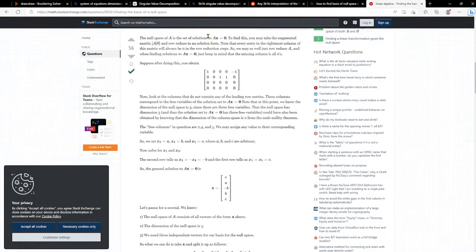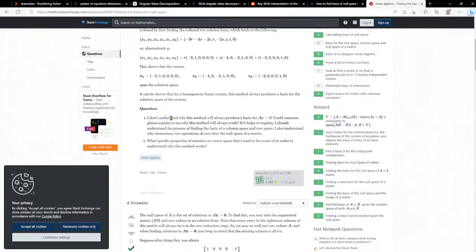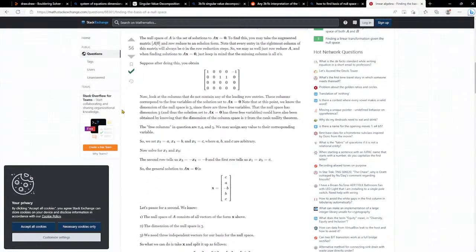The null space of A is solution x equals 0. To find the basis, I take the augmented matrix. Suppose after doing this you obtain blah, which is not the matrix given in the question, which makes things more confusing, but whatever. Now look at the columns that do not contain any of the leading row entries. So that one, and that one. These columns correspond to the free variables.